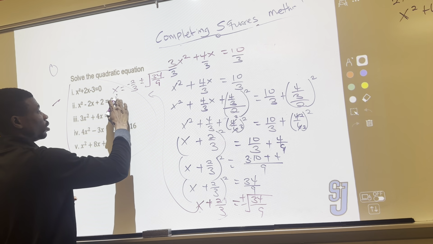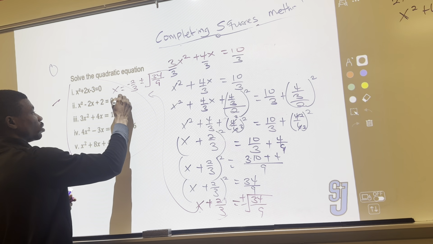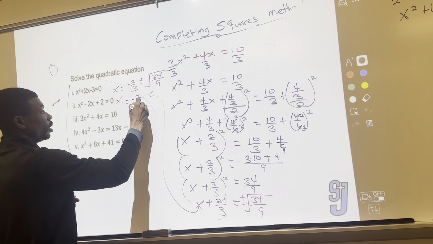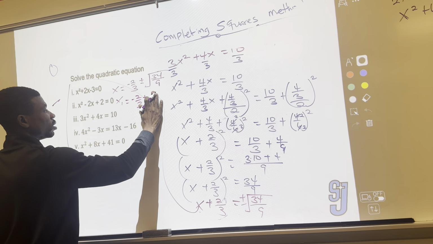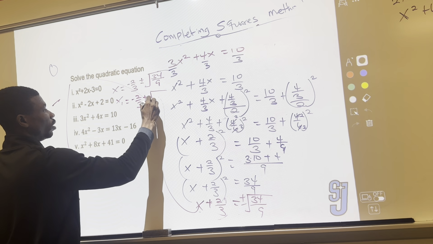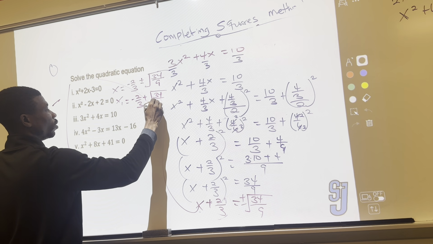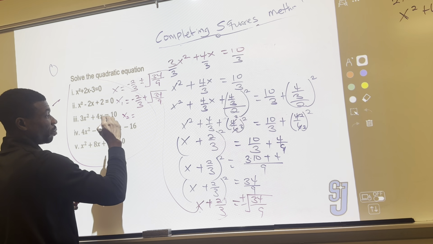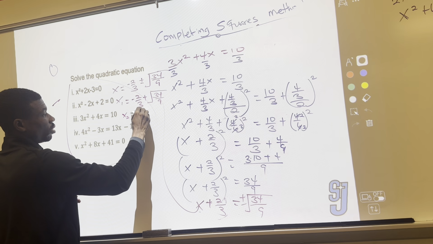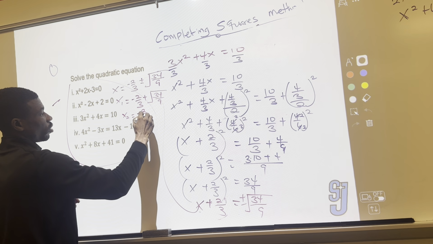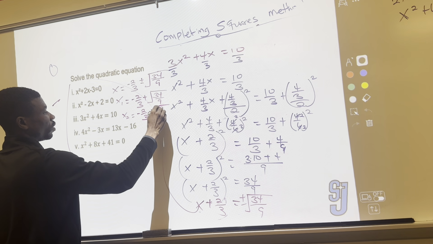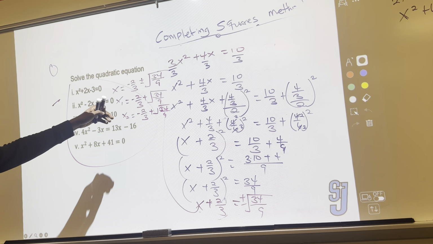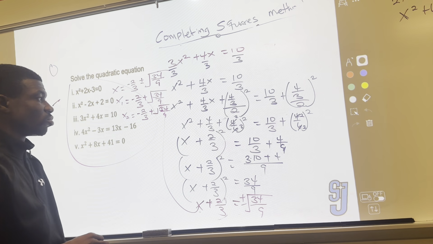And so I have two parts of the equation. So the first part, which is x1, is minus 2 over 3 plus the square root of 34 over 9. And x2, which is the second part of the equation, is minus 2 over 3 minus the square root of 34 over 9. So basically, this is what we need.